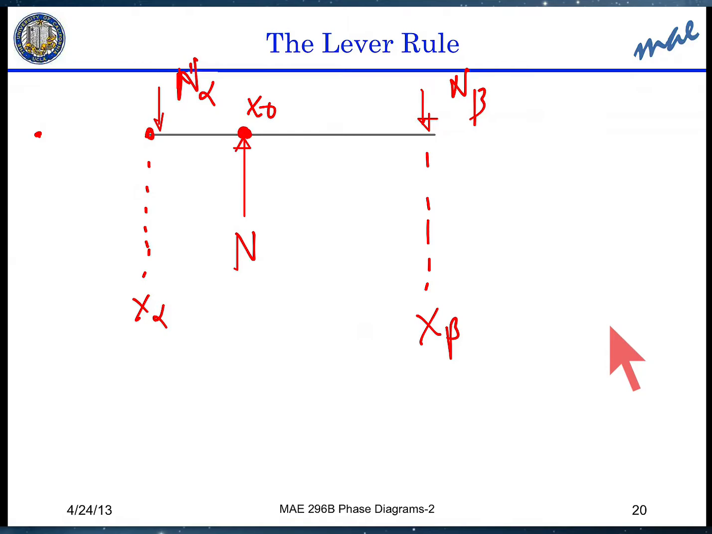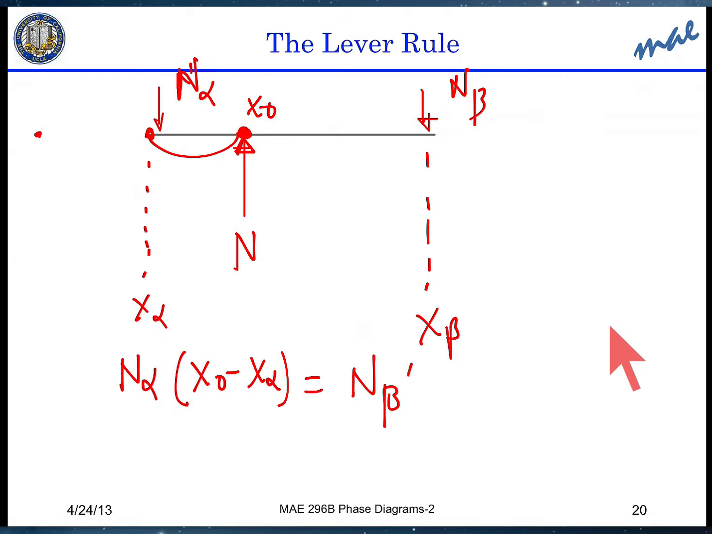this point in here of the application of the force N, and the reason is that that can eliminate the product of N times its arm. So it means that N alpha times this distance, which is x0 minus x alpha, must be equal to N beta times this distance here, which is x beta minus x0.